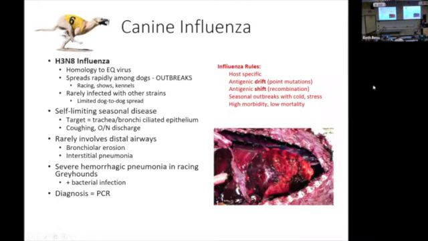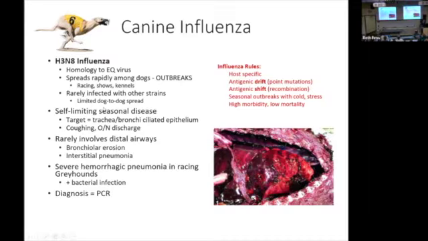Influenza. Similar to other influenzas, so it follows the rules. This one spreads pretty rapidly among dogs. This wasn't really a big deal until, I don't know, a handful of years ago. I feel like late 2010s, I guess, this became a real problem and started generating a lot of publicity. But it spreads basically among dogs.